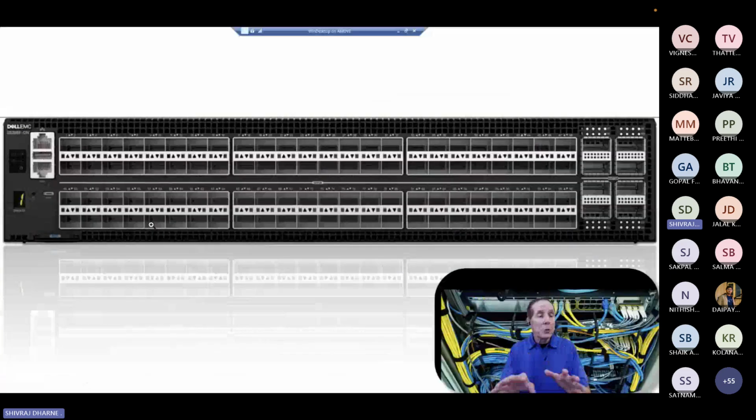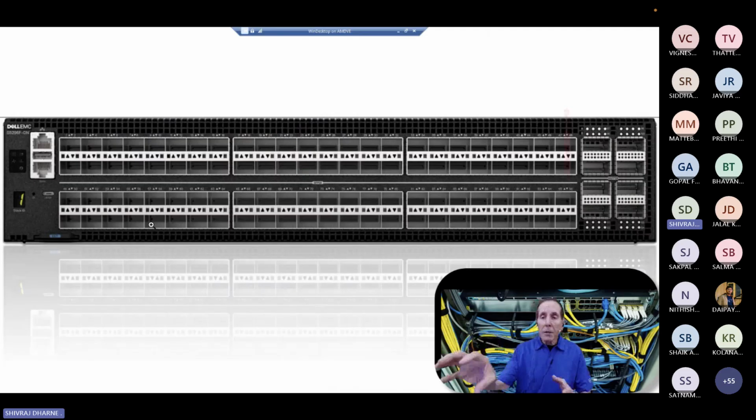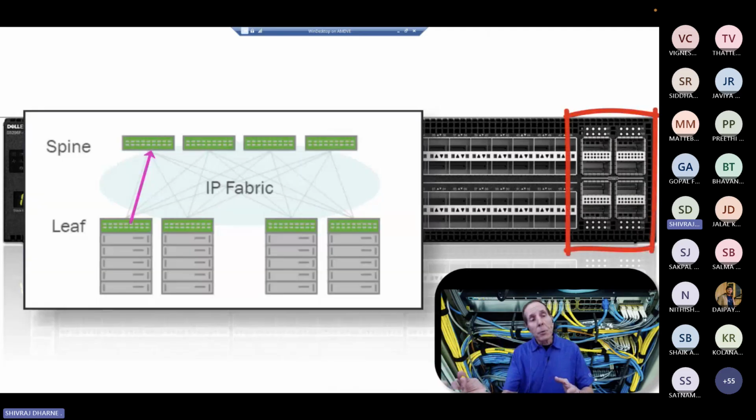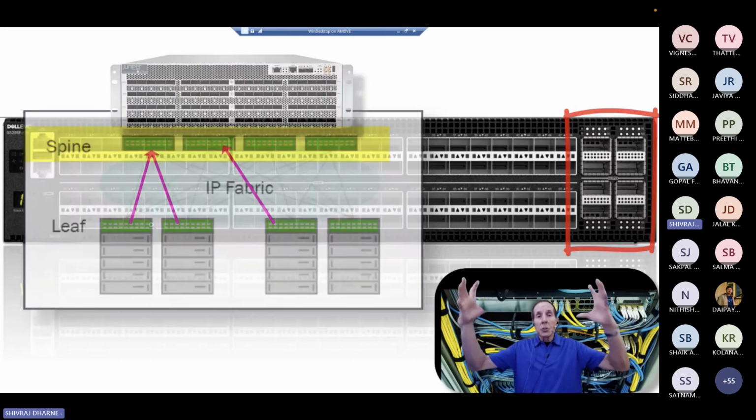Now, here's a Dell TOR switch. You can see I've got a lot of ports. That allows me to connect all my servers, storage units up to this single switch. I've got a number of uplink ports. These uplink ports will connect me to my spine switch. My spine switch is just a high capacity switch that will connect all the TOR switches to the data center network.